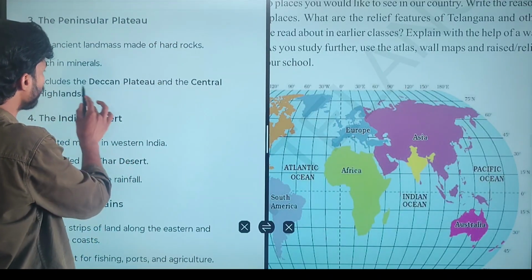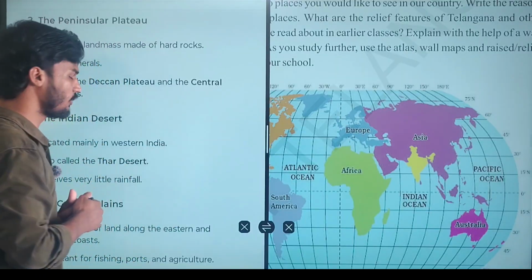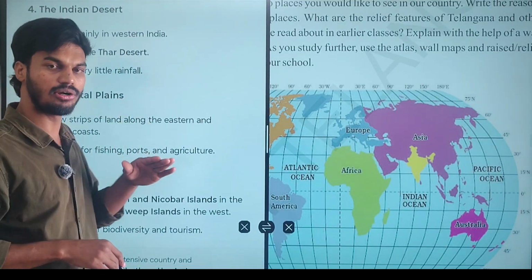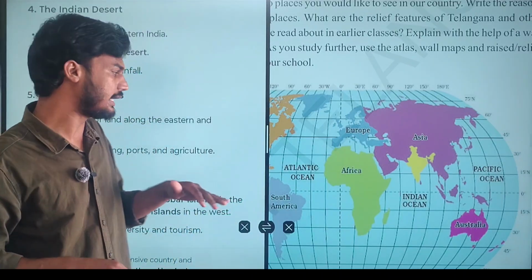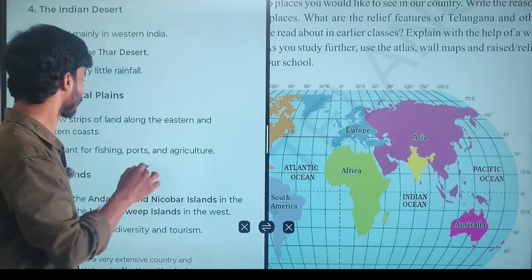And it includes the Deccan Plateau and the Central Highlands. Next, coming to the Indian desert. Okay, we'll discuss, I'm just saying the basics. We'll discuss each topic in full detail one by one, after this, between your textbook.